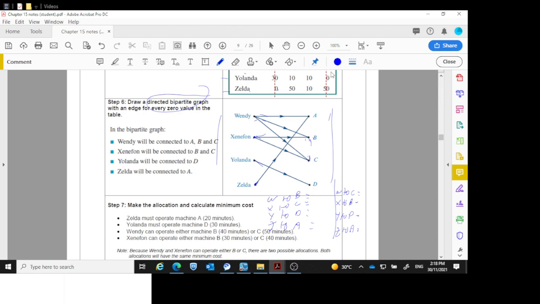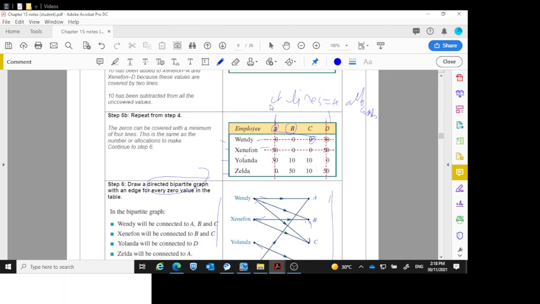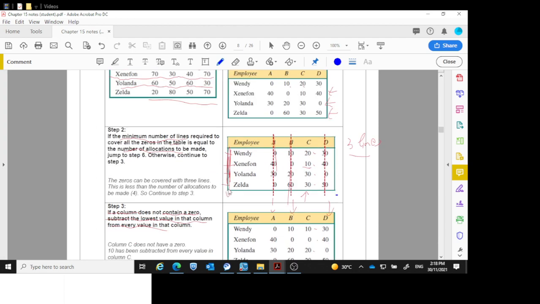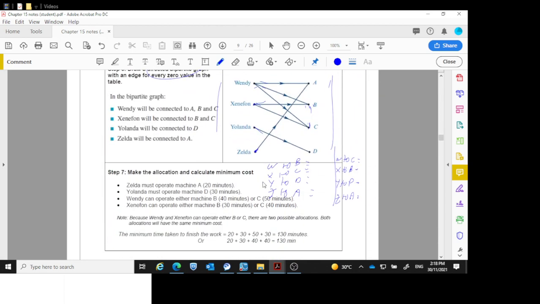To do this, we have to go back up to the start. So back up to this one here. We must do it from there. We can't do it any other way. So I've got it written down, so I'm just going to come back here. So W to B is 40. X to C is 40. Y to D is 30. And Z to A is 20. And if I add all that up, I get 130. That's what we've got there, 130 minutes.